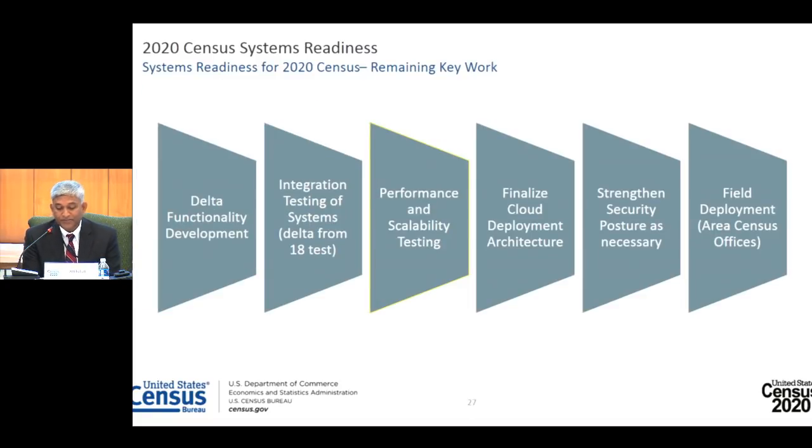This slide shows the remaining key work, again, IT-oriented, with respect to systems readiness for the 2020 census. We're making good progress with each of the identified buckets. The Delta functionality is being implemented by system teams as we speak, and the systems then go through a thorough integration testing. We're paying close attention to the performance and scalability testing.